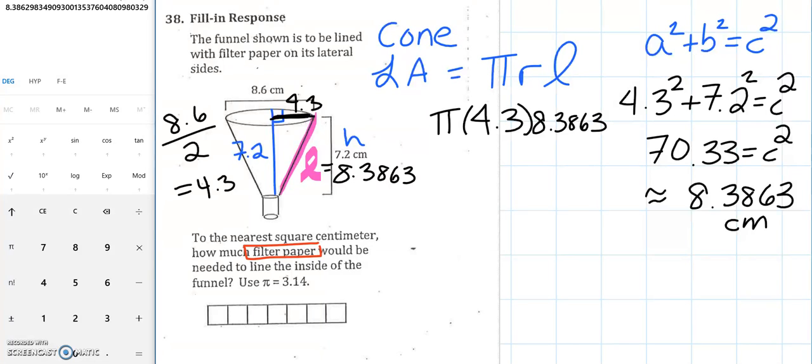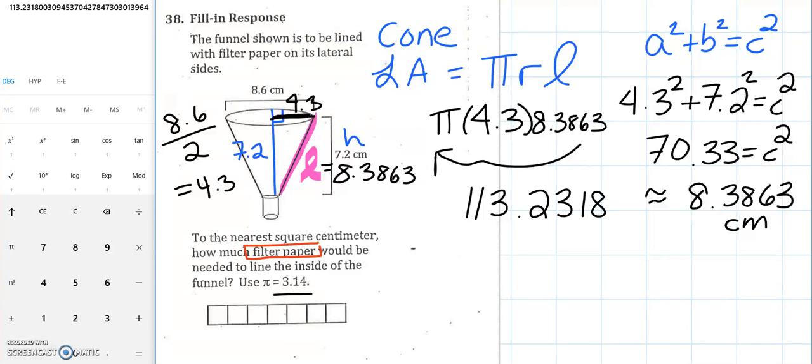Now I'm going to keep that 8.386 whatever in my calculator because it's going to keep it exact. And I'm going to multiply by the 4.3 and then again by that 3.14 that they want me to use for pi. So times 4.3 times 3.14 equals, and I get 113.2318. They're asking me to round to the nearest square centimeter. So just a regular whole number, no decimal places. So this is approximately equal to 113 square centimeters.